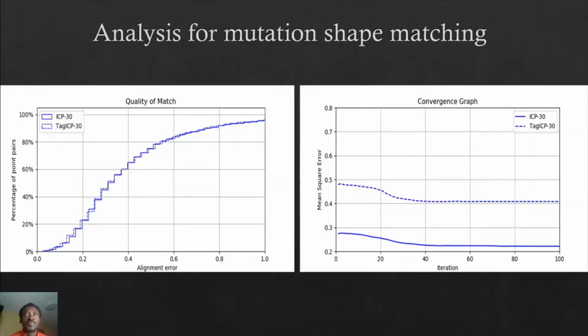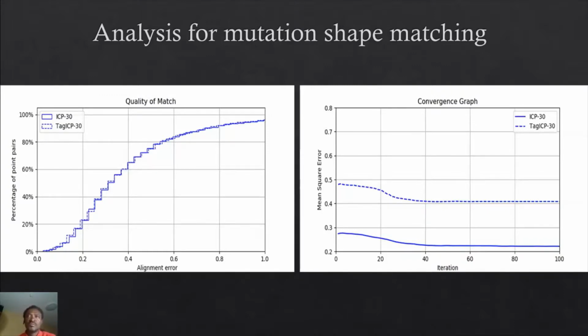Proteins are made up of amino acid sequences, and mutations wrongfully alter these sequences, such as wrongful additions and deletions to these amino acid sequence characters. This graph shows shape registration of two atoms, one being a mutation of the other. The quality of match graph shows that both algorithms had a similar performance in terms of their percentage of point pairs above an alignment error. However, Tagged-ICP converged at a higher mean square error than ICP.